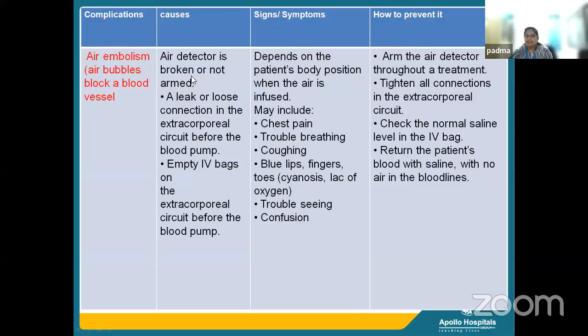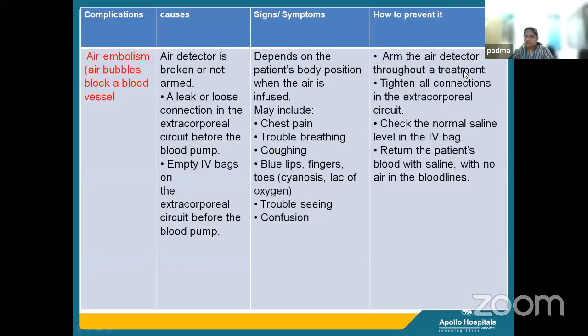Causes are an air detector that is broken or not armed, a leak or loose connection in the extracorporeal circuit before the blood pump, or empty IV bags on the extracorporeal circuit before the blood pump. The signs and symptoms of air embolism depend on the patient's body position when the air is infused. They may include chest pain, difficulty breathing, coughing, blue lips, fingers and toes, cyanosis, lack of oxygen, trouble seeing, and confusion.